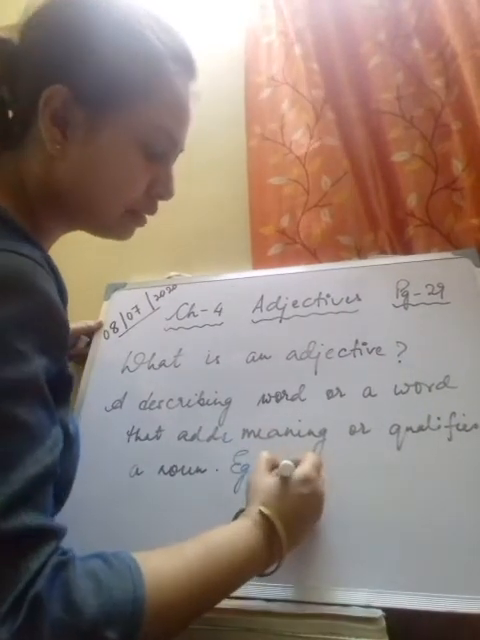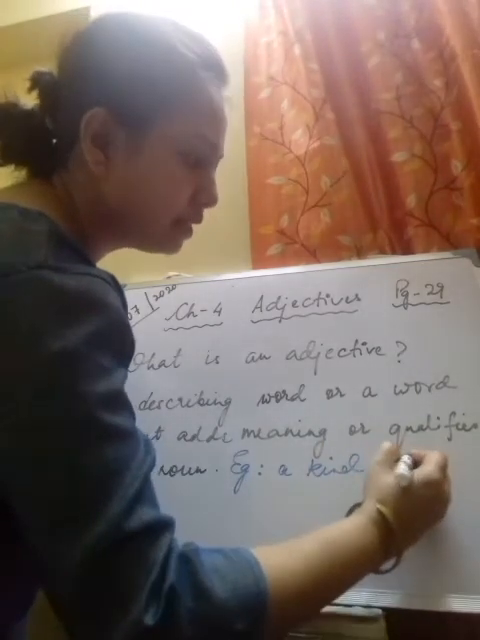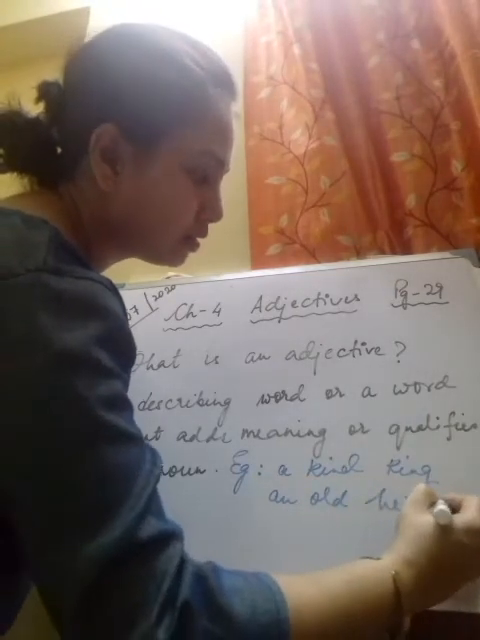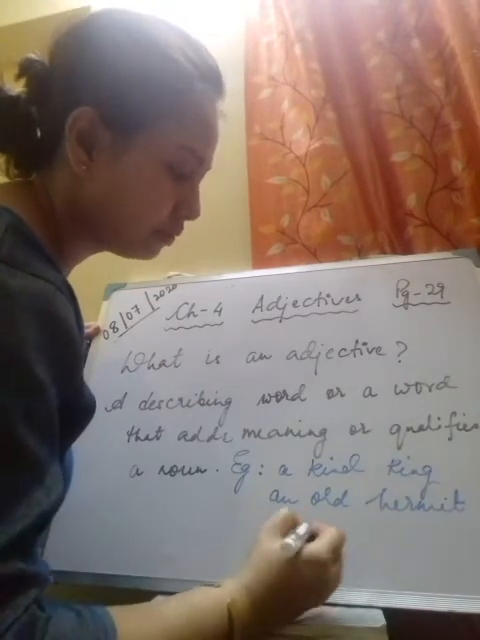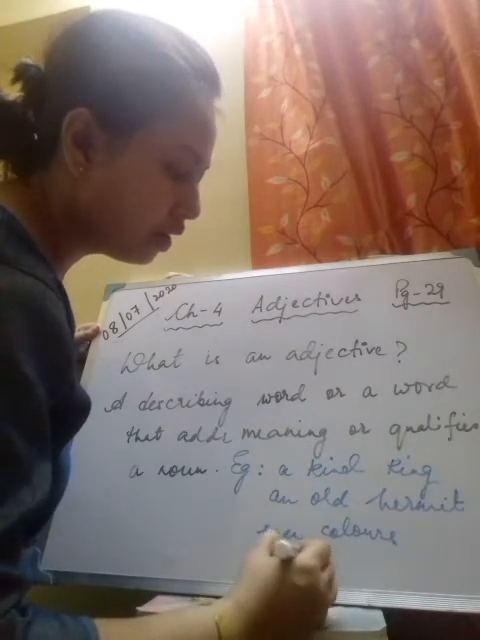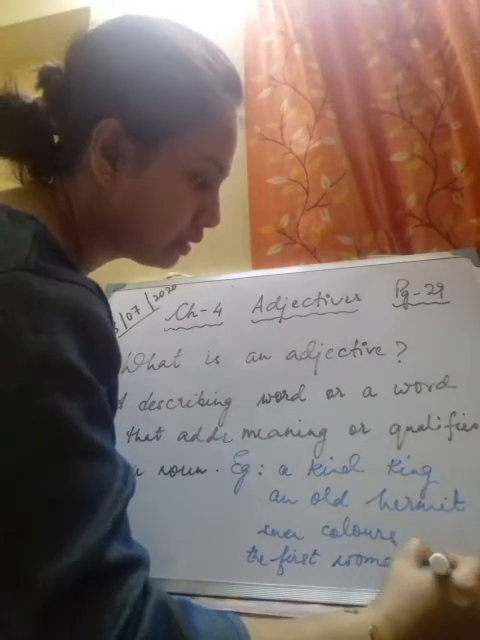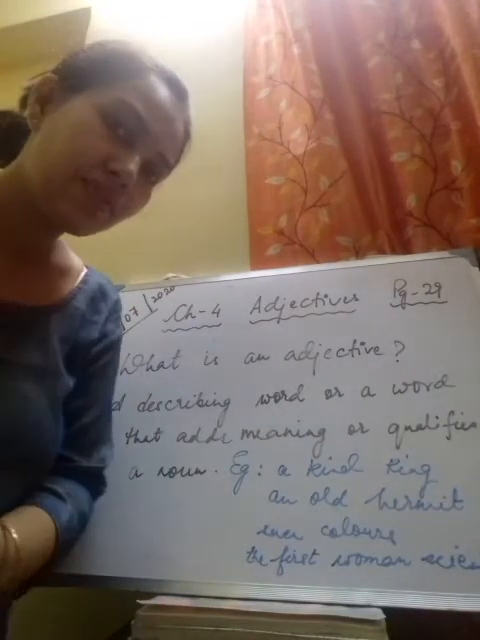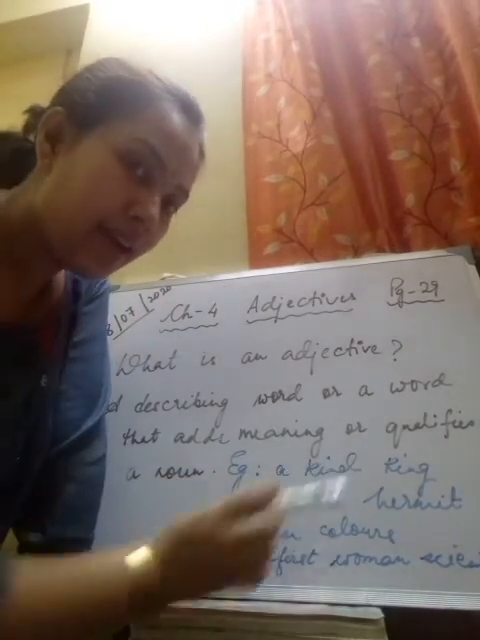For example, a kind king. I'm just making use of a few phrases. A kind king, an old hermit, 7 colors, the first woman scientist. Okay, can you identify these phrases, children? These are phrases from your English literature book, right? You have learnt about a kind king in the first chapter.